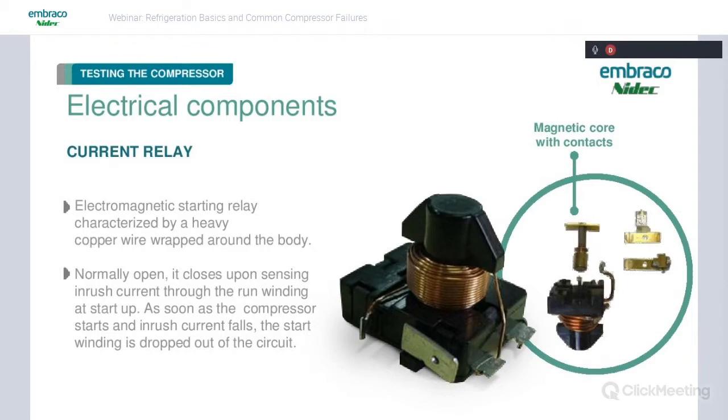So as soon as that compressor starts up and that heavy inrush current falls off to normal running current, gravity is going to pull this plunger down and de-energize the start winding. So it's a very simple device the way it works. You see this a lot because it's so simple.